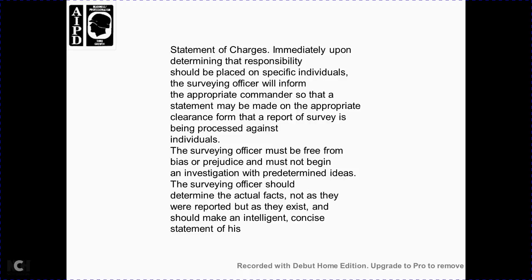A statement of charges should be placed against the specific individual immediately upon determining responsibility, with the appropriate command clearance, while the report of survey is being processed against the individual. The surveying officer must be unprejudiced and must not be given a predetermined idea for the investigation. The surveying officer determines the actual facts as they exist and should make an intelligent, concise statement of his findings on how the loss or damage occurred and whether fault or neglect was involved in the instance.